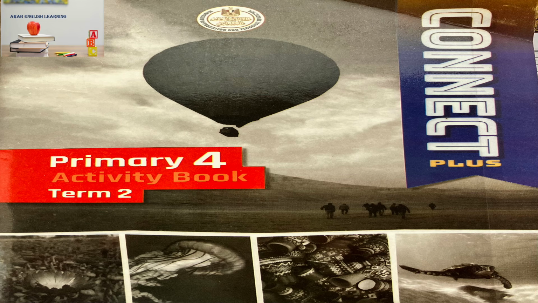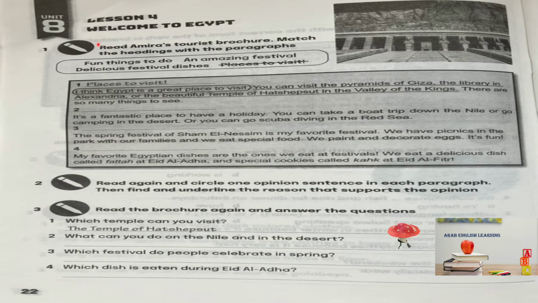This is Connect Plus Primary 4 Activity Book Term 2 Unit 8 Part 2. Page 22 Lesson 4 Welcome to Egypt. Exercise 1. Read Amira's tourist brochure. Match the headings with the paragraphs. The first one is done by the book. It's places to visit.